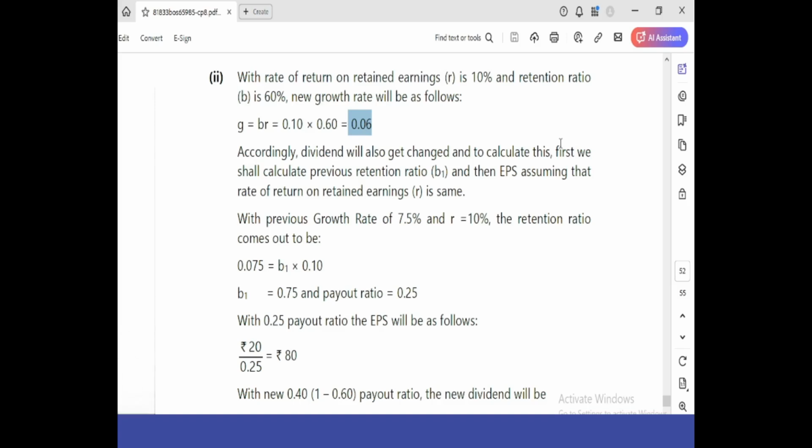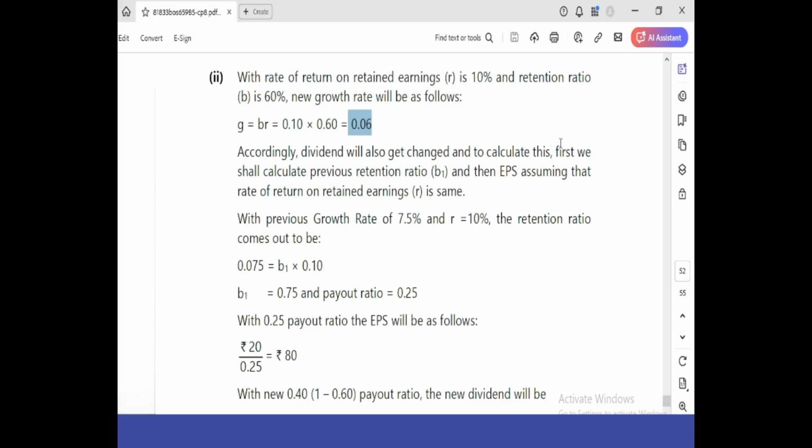For that, I have got to calculate what will be the D1 if 40% of the earnings are paid as dividends. Yes or no? Instead of 60%. That is 60% retained, 40% is the dividend payout. For that, I have got to calculate what was the EPS last year.